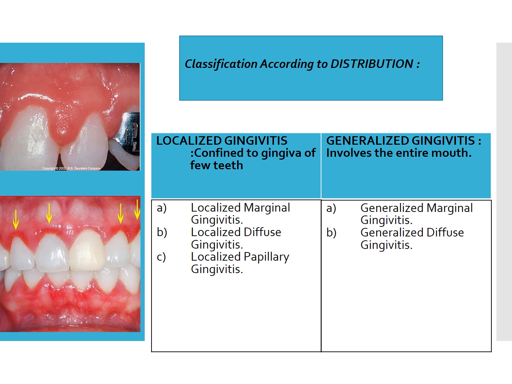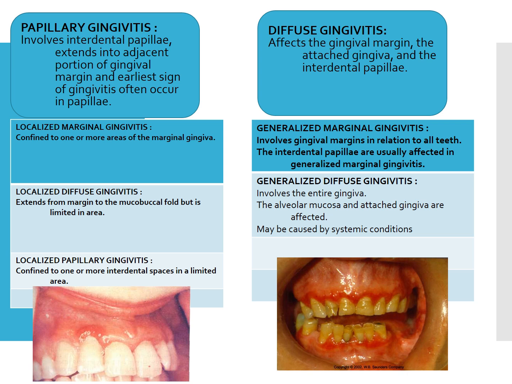Coming to the classification according to distribution, it can be localized or generalized. If a few teeth are involved, that is less than 30 percent, it is localized. If it involves the entire mouth, it is called generalized. According to the areas, it is also divided into marginal, papillary or diffuse. It can be localized marginal, localized diffuse or localized papillary, and generalized marginal or generalized diffuse. Localized papillary involves the interdental papilla of some of the teeth.